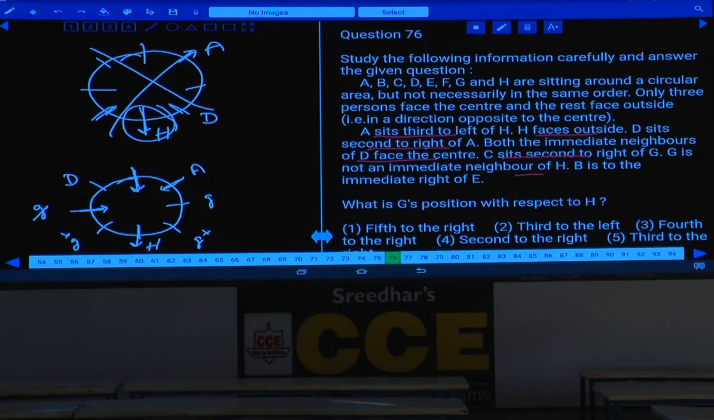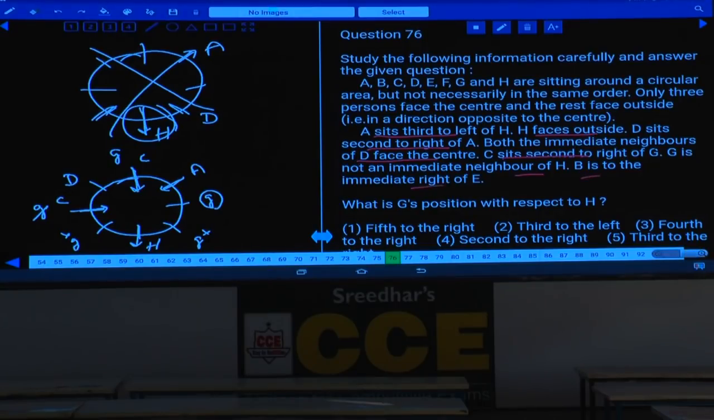Are you following this one or not? Or else if you take G at this place, then what happened to this one? C sits second to the right of G, then C will be here, that is possible. Or if you take G at this place and C can be here, then G is facing the center, C, that is one more possibility.